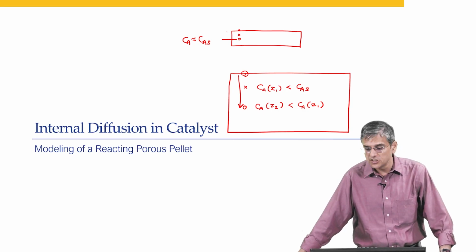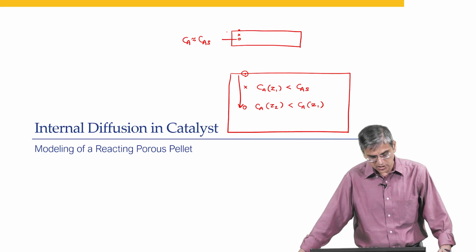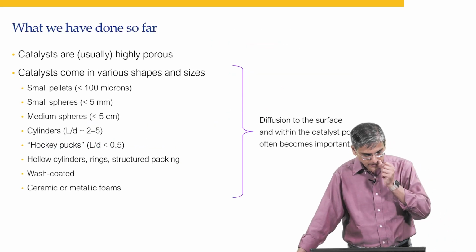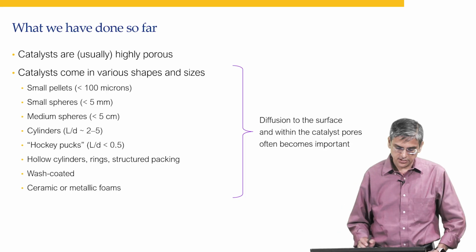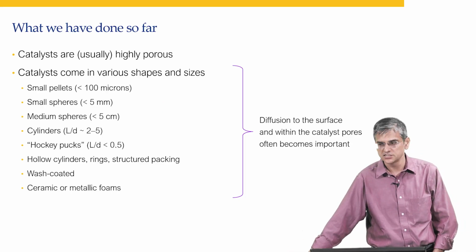What we did not yet see is how the concentration changes. But the consequence of this change in concentration is something that you have already seen. So now let us go over the derivation. And why this is relevant is because catalysts come in different sizes and shapes.